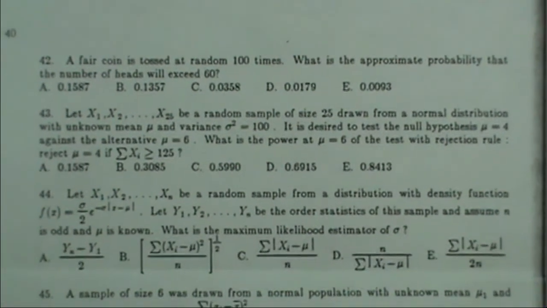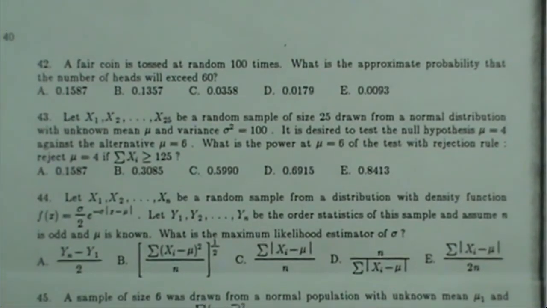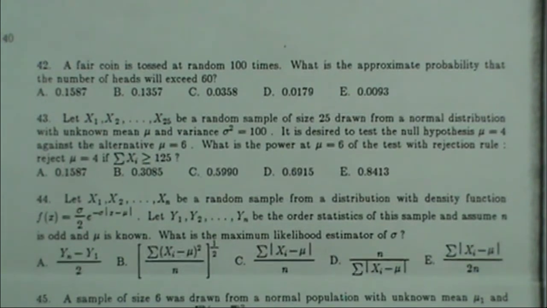Problem 43. Let x1 through x25 be a random sample of 25 drawn from a normal distribution with unknown mean mu and variance equal to 100. It is desired to test the null hypothesis mu is equal to 4 against the alternative that mu is equal to 6. What is the power at mu equals 6 of the test with rejection rule: reject mu equal to 4 if the sum of the x's is greater than 125.